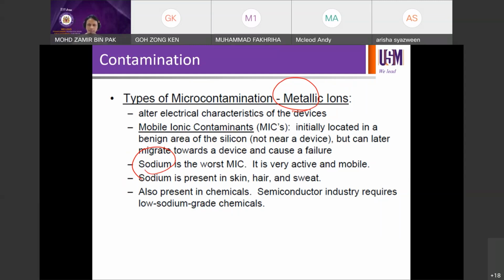So that's why you have to be properly gowned and gloved and everything. So to protect, again, to protect the wafers against us, right? Not to protect you against the wafers, to protect the device. To protect the device, we have to do whatever it takes, right? So it's very active and mobile. Sodium is present in skin, hair, sweat, right? If sweat drips then done, finished. Also present in chemicals, so the semiconductor industry requires low sodium grade chemicals.